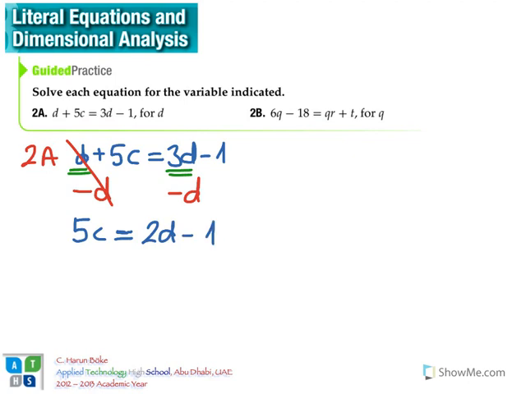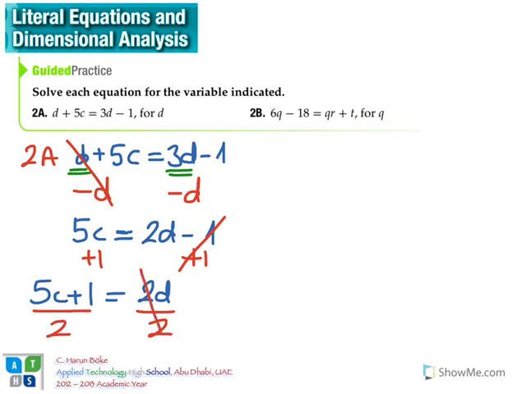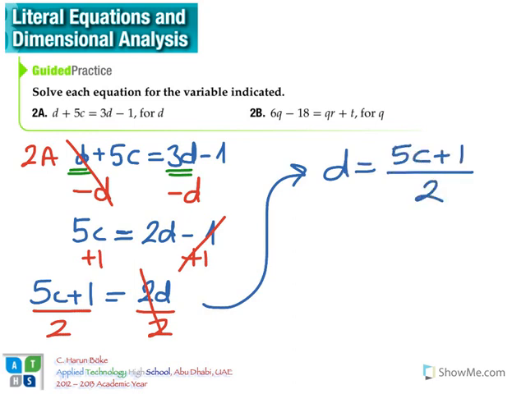Now here I have to get rid of minus 1 and 2. Starting with minus 1, I have to add 1 to both sides, so that I will have 2d on the right hand side, and on the left hand side it will be 5c plus 1. And then I will divide both sides by 2, so that, simplifying 2's, I will get d to be 5c plus 1 over 2.